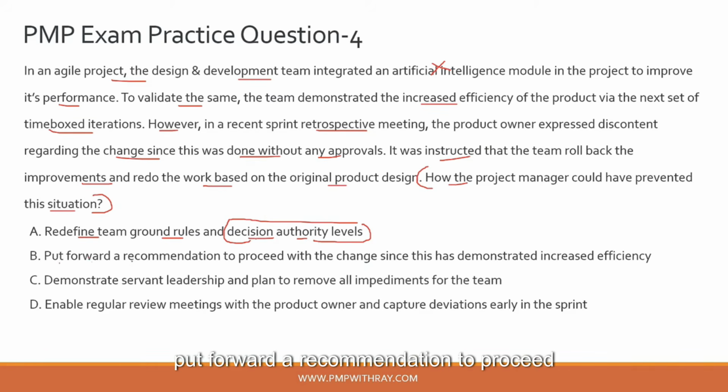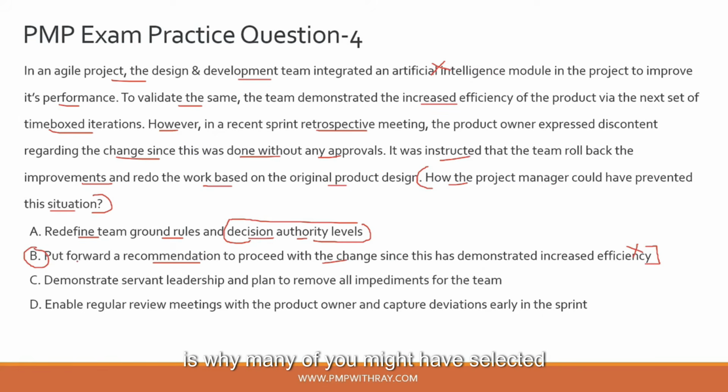Option B, put forward a recommendation to proceed with the change since this has demonstrated increased efficiency. Now, this is incorrect, primarily because it might have demonstrated increased efficiency and you might as well put a recommendation to include it. Let's look at the stem of the question. What is the stem asking from you? It is asking how the project manager could have prevented the situation. It is not asking how the project manager can now move on with whatever has happened. So this is a very fine aspect of option B which you need to note, right?